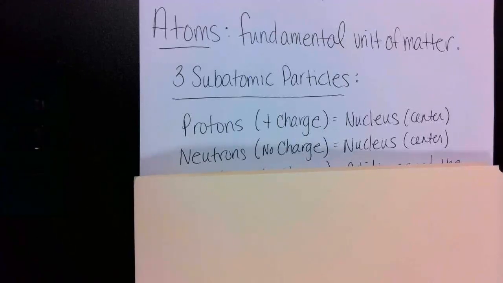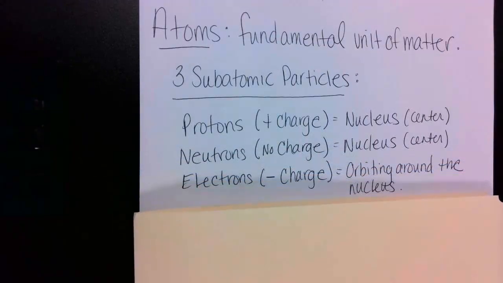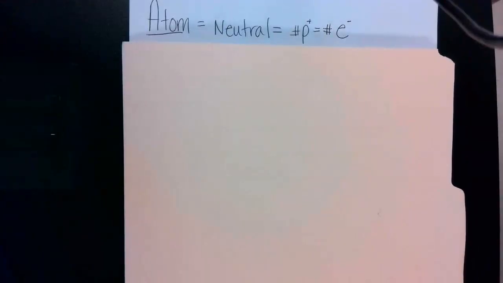And of course the 3rd subatomic particle is the electron, which is a negatively charged particle that orbits sort of around the nucleus. We did talk about the fact that an atom is considered neutral. This is because our positive protons will equal the negative electrons that surround the nucleus. So when we're talking about an atom, we're talking about it being electrically neutral.